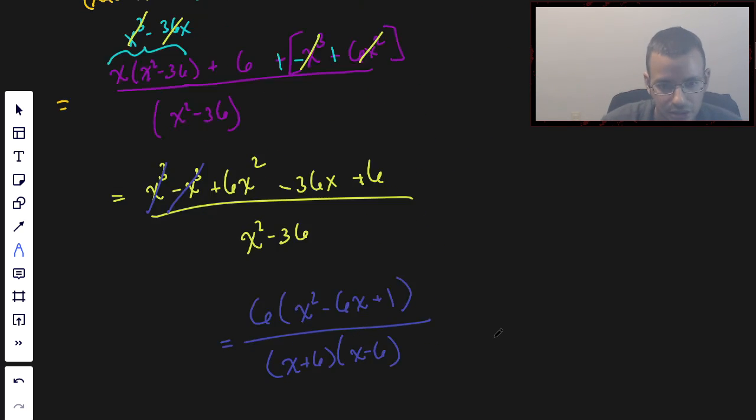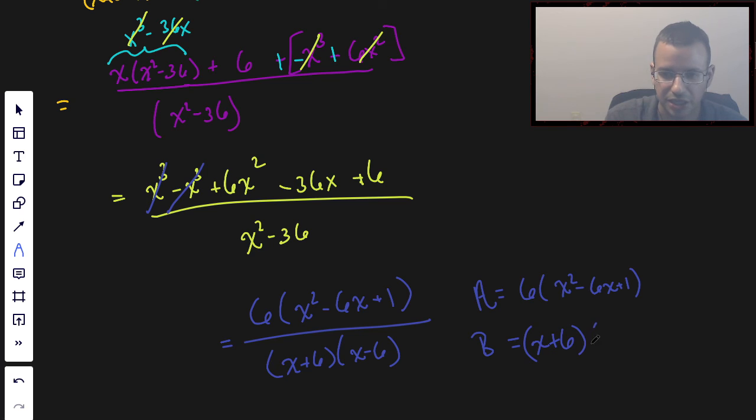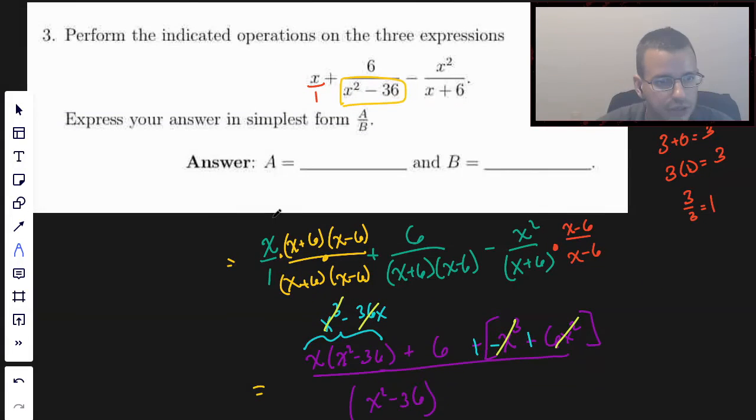So A equals 6x squared minus 6x plus 1. B is going to be x plus 6 times the quantity x minus 6. Oh, that looks like a 4, so this would be a 6. Perfect. Adequate. So simplest form, A over B. Yep, and that's how we approach this problem.